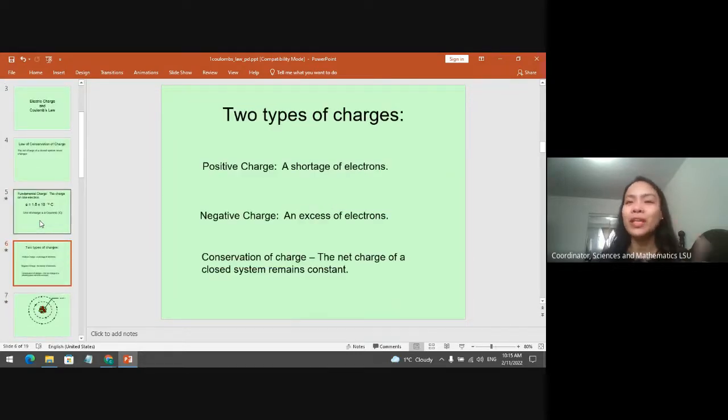There are two types of charges, the positive and of course the negative. For a positive charge, there is a shortage of electrons, and for the negative charge, there is an excess of electrons. So for the law of conservation of charge, again, the net charge of a closed system remains constant. There will be equal positive charges and negative charges, so if you take the sum of that, it would be equal to zero.